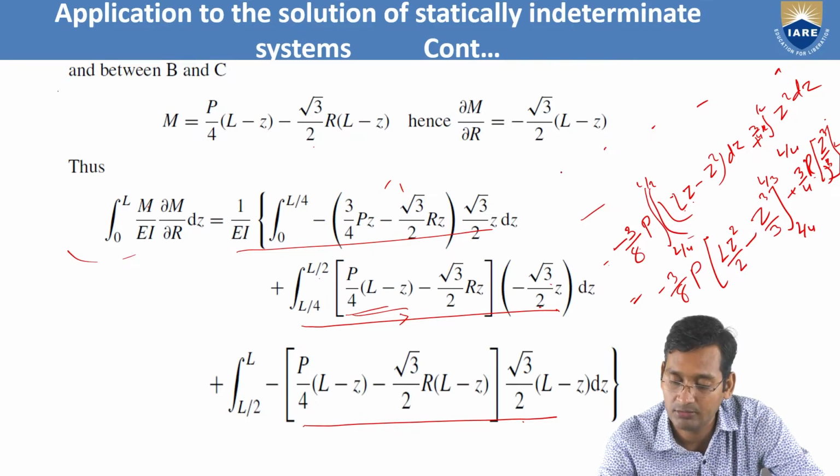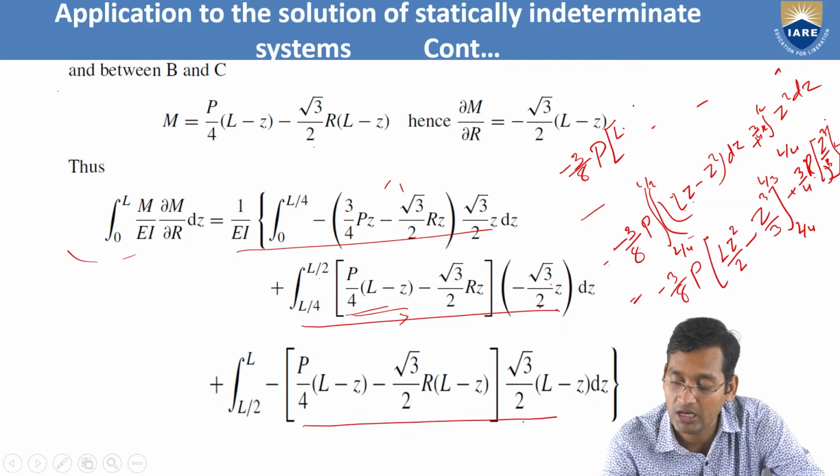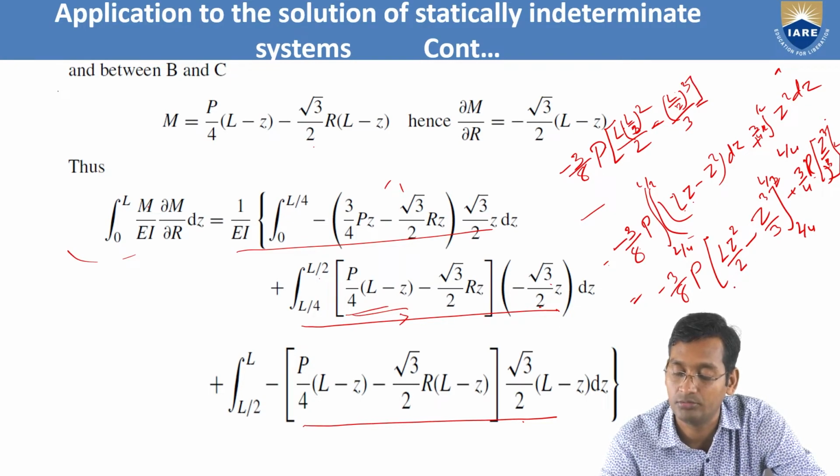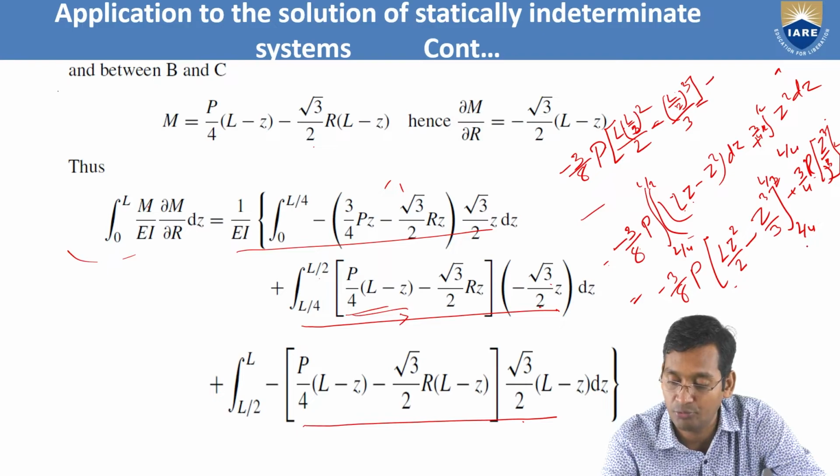So what will we get? Minus 3 by 8 p, use proper brackets. L, z is what? Now L by 2. So L into (L by 2) whole square, because z square is there, divided by 2, minus this one z cube. So L by 4 to L by 2, so this is (L by 2) power 3 by 3. So this term minus, you have to put this also.